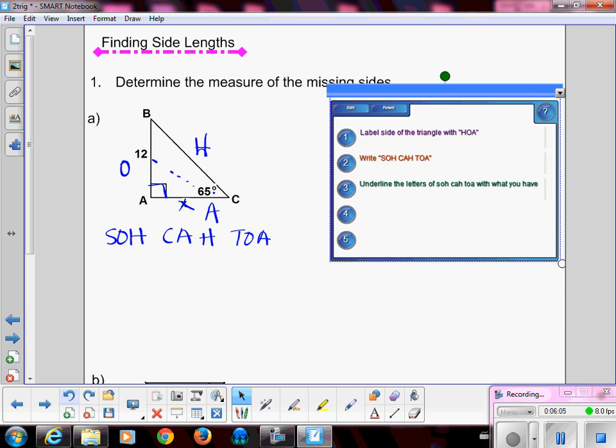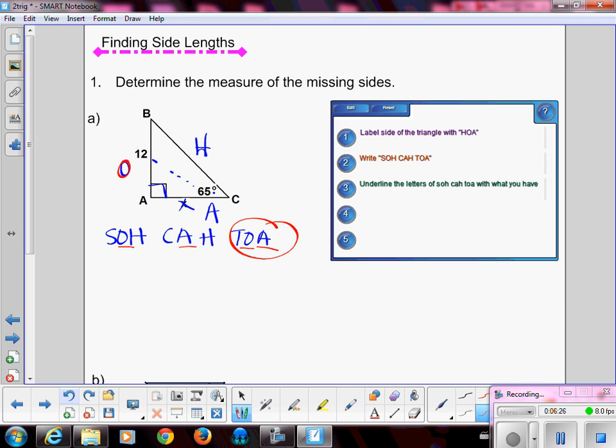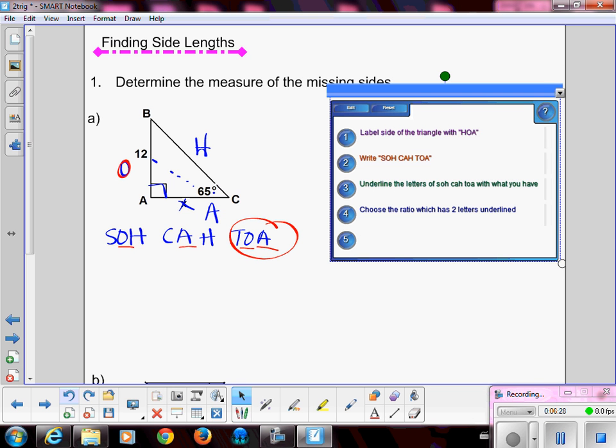Then underline the letters of SOHCAHTOA with what you have and what you want to find. The only side that I have is the opposite side, and depending on whether I'm finding H or A, I think I'm going to find A, so I would use in this case TOA. I choose the ratio which has two letters underlined, and that's tan. And then I calculate the side to 1 decimal place.